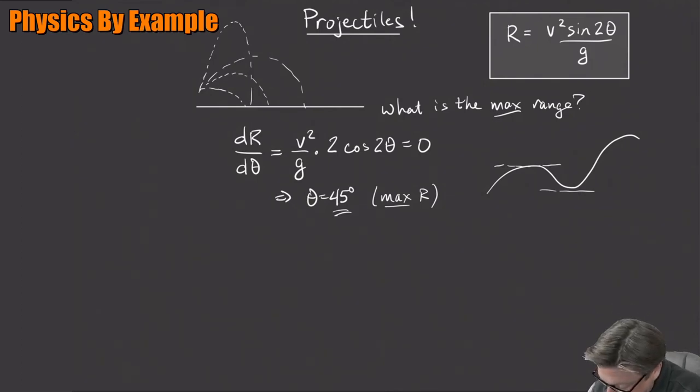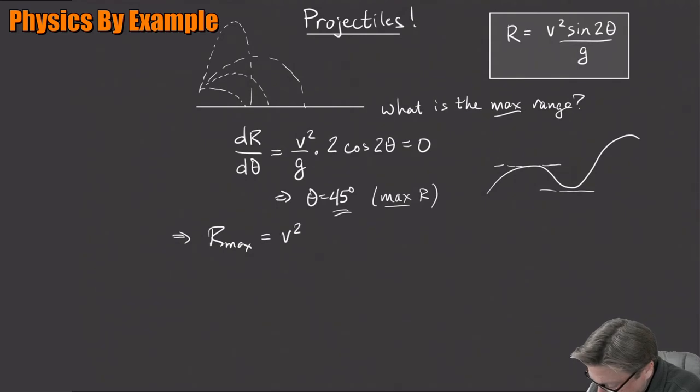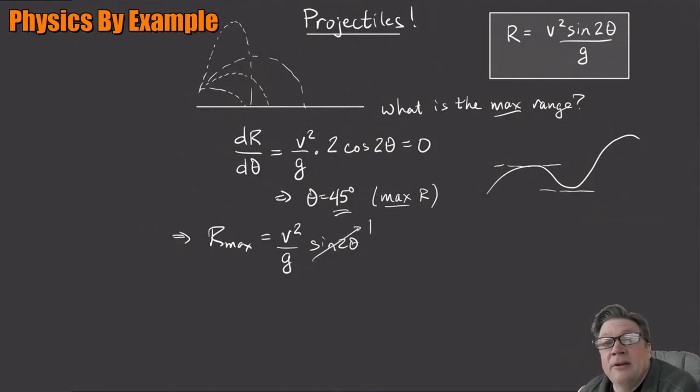But it turns out that that really is the maximum range. So that means that my maximum range is just v squared over g times sine 2 theta. Well, sine of 90 is 1, right? So sine 2 theta is just going to be 1 for R max. So this is just going to be v squared over g. If all you want to know is, for a given launch speed, what's the maximum range it'll go, well, this is it. That's going to be pretty easy.